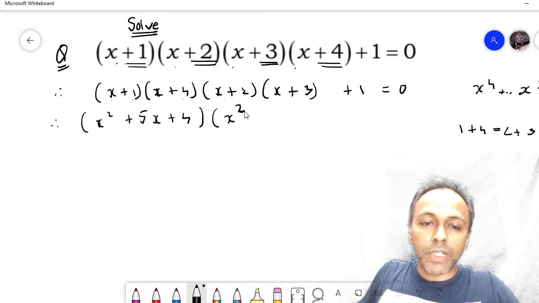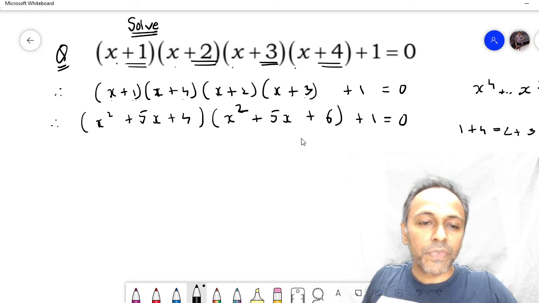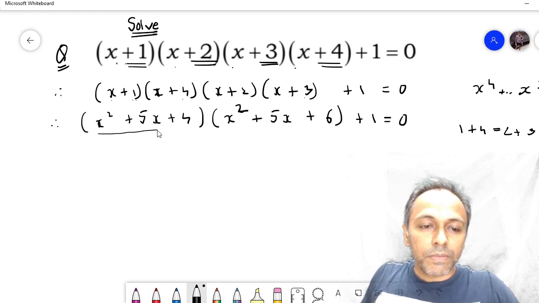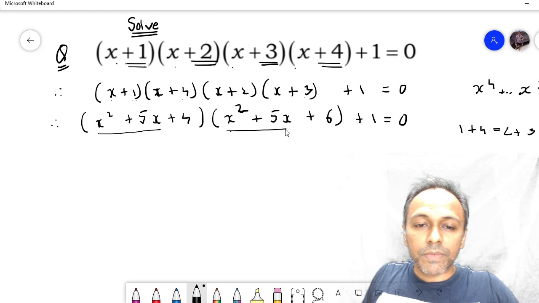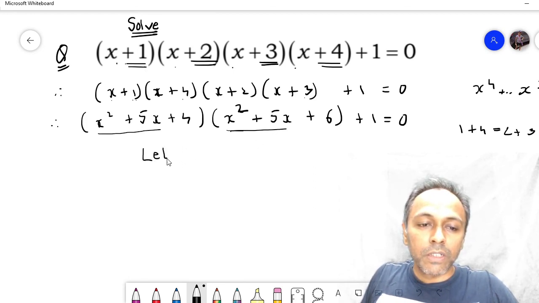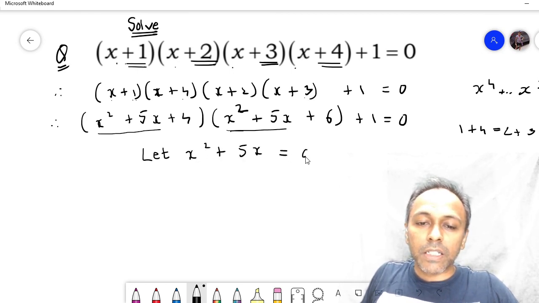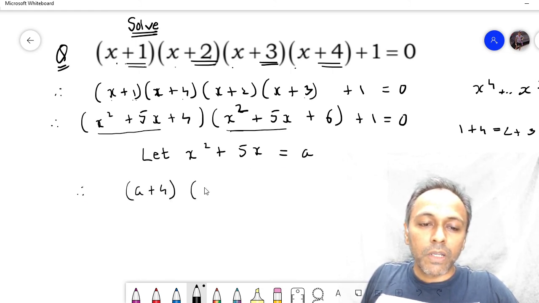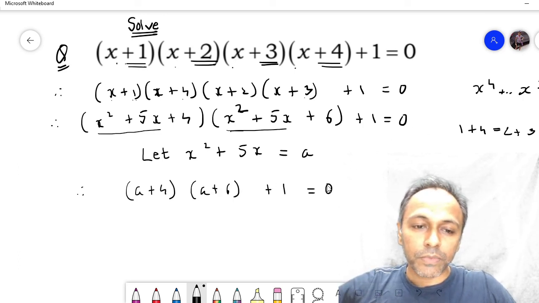Similarly here you get x square plus 3x plus 2x is 5x plus 2 3s are 6, bracket closed, plus 1 equal to 0. Clearly x square plus 5x looks similar. That was the intention of grouping the terms earlier. So we can now write, let x square plus 5x is equal to say a. So we get a plus 4 into a plus 6 plus 1 is equal to 0.